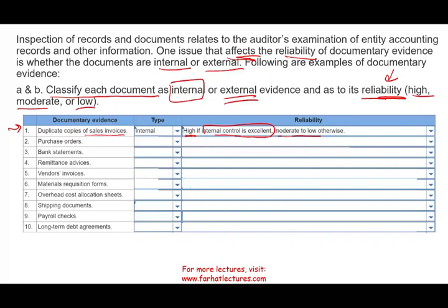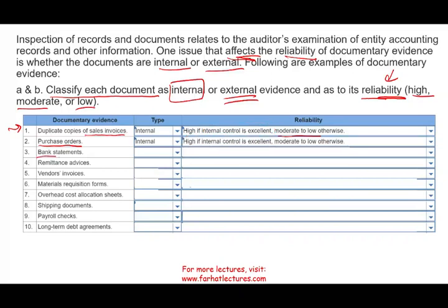Next, the purchase order. When the company makes a purchase, they issue a purchase order. Is this internal or external? It is internal. What is the reliability of a purchase order? Well, I would say the same thing as a sales invoice. It's an internal document, and it's a good document if they have good internal control. Otherwise, it's not as good. Simply put, it's the same.